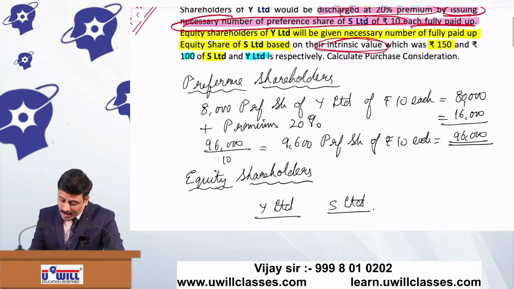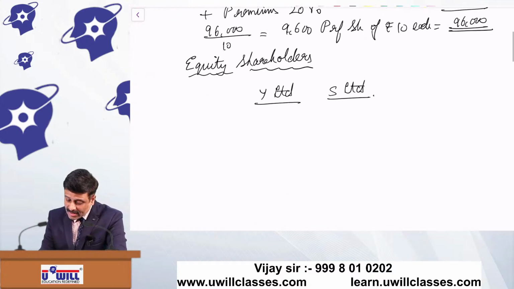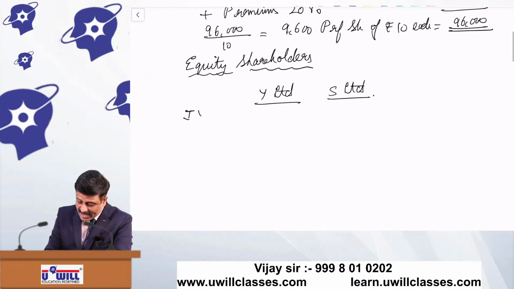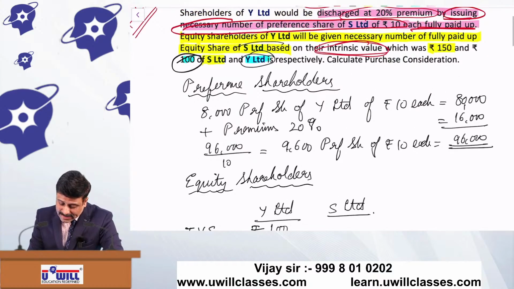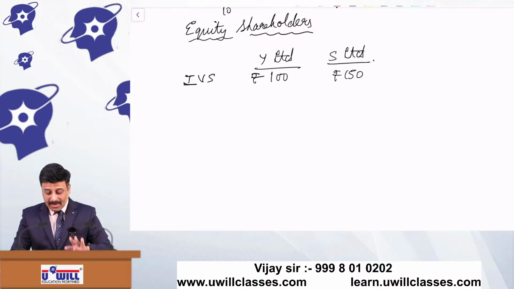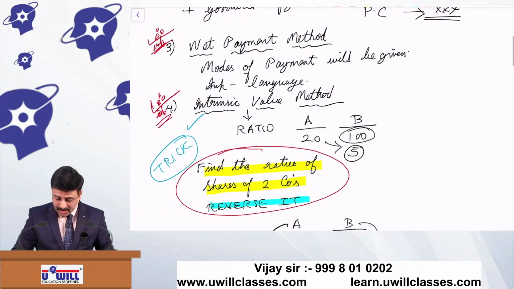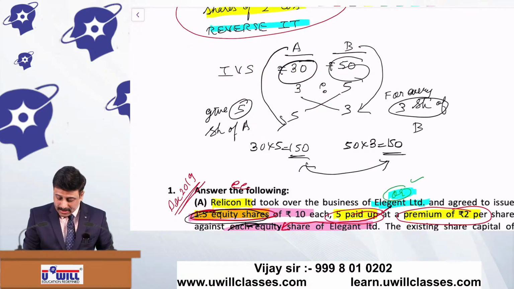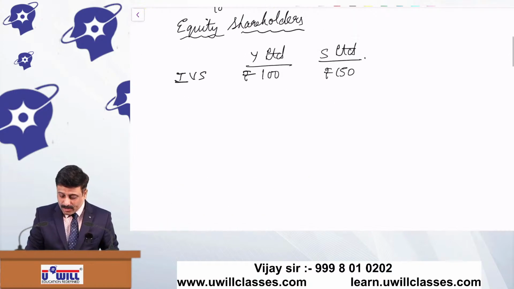Now what is Y Limited's intrinsic value? See here, Y Limited's intrinsic value of share is 100 rupees. And what is S Limited's intrinsic value of shares? 150 rupees. Now what did I tell you? First you people find the ratio. See here I explained you. First you find the ratio. Let's do the same over here.